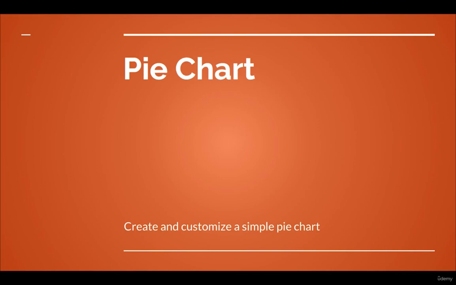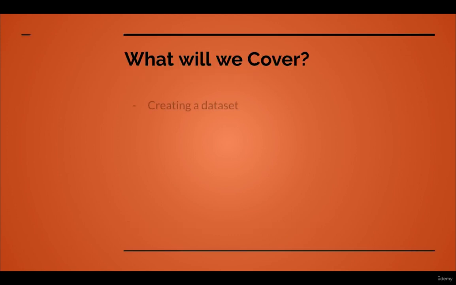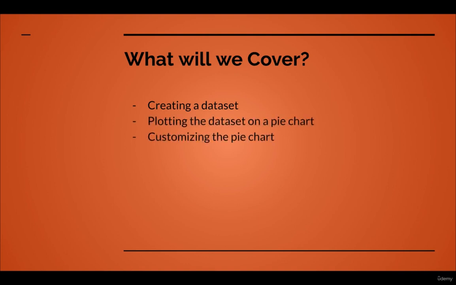Now we'll move on to the next commonly used graph type, and that is going to be the pie chart. Just like with the bar graph, we'll create and customize a pretty simple pie chart here. We'll first create another separate dataset for this pie chart because again it represents a slightly different kind of data. We'll be plotting that dataset on a pie chart and then of course customizing the pie chart a little bit. So let's head on over to the code now.